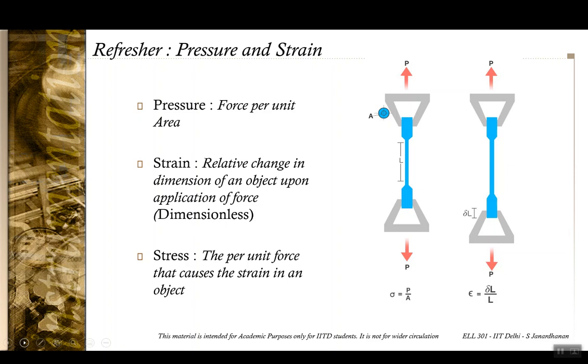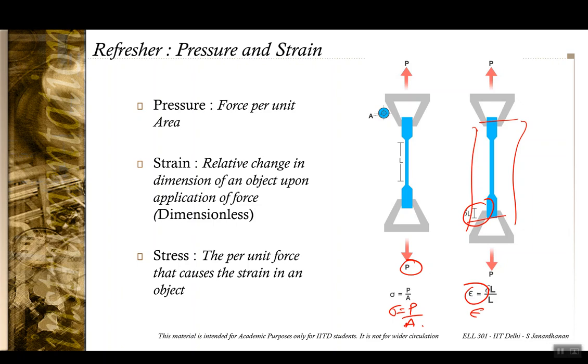The definition is well known: pressure is the force applied per unit area. If P is the force being applied, then sigma is the pressure, force divided by area. Strain is when this force, whether tensile or compressive, is applied to an object, and it experiences a change in dimension. The relative change in dimension of an object upon application of the force is called the strain, given by epsilon.